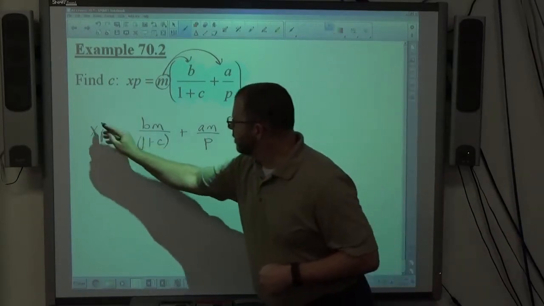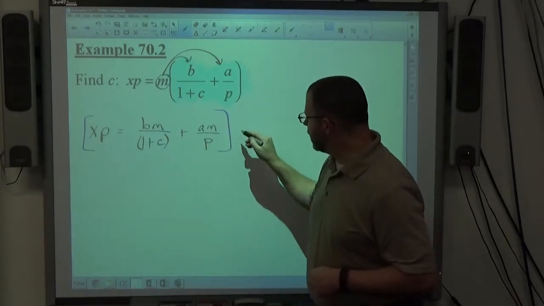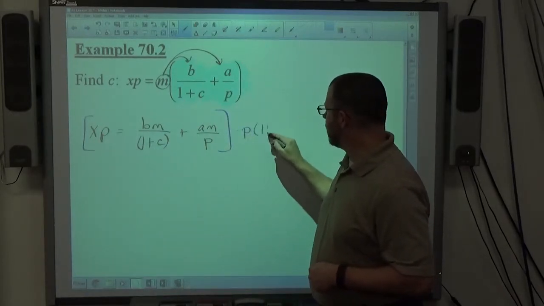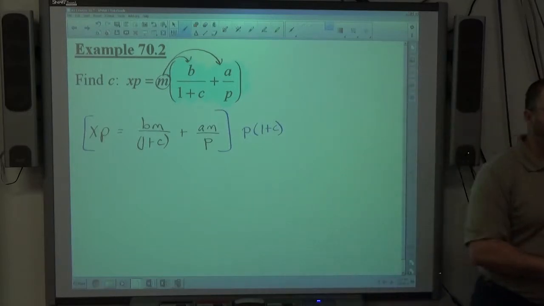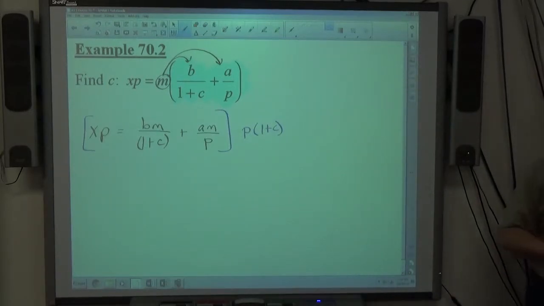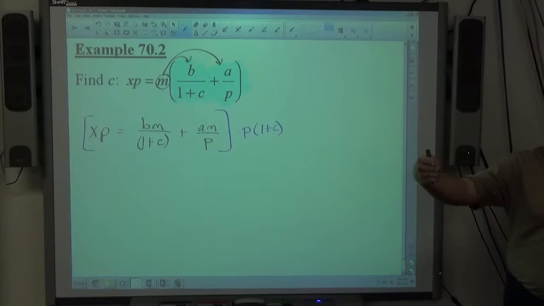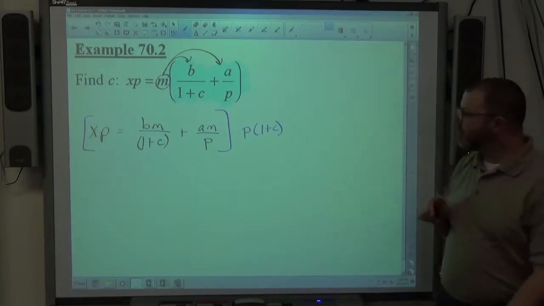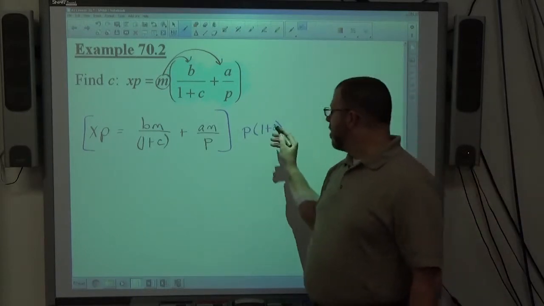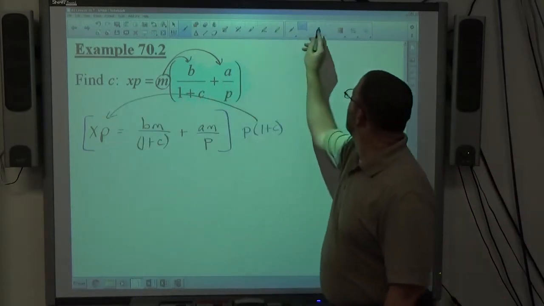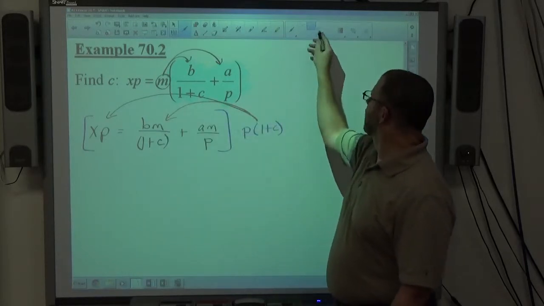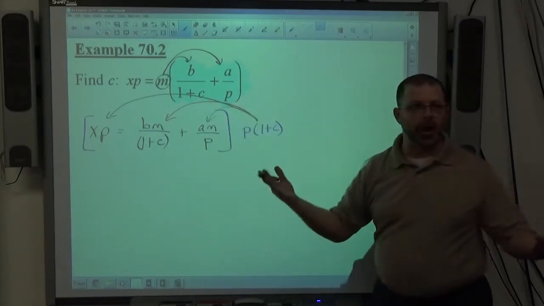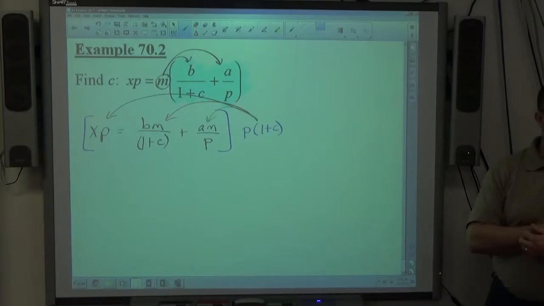In this case, the least common denominator is P times 1 plus C. You could just as easily put 1 plus C times P if you want. Make sure the 1 plus C is in parentheses. I personally like to put my binomials in front, parentheses in the back. I like that order personally. Once again, I'm doing a product. So this times this, this times this, this times this. And I multiply what I can and leave alone what I can't.